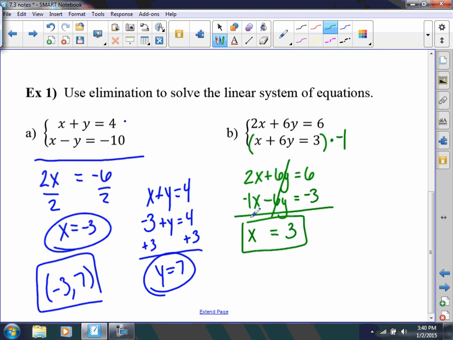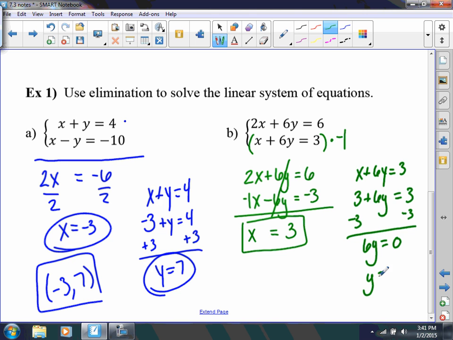Now I still have to solve for y. So again, I can substitute into either equation, either the top one or the bottom one. But the bottom one looks a little easier just because it doesn't have a number in front of the x. So if I have x plus 6y equals 3, when I substitute, I'll have 3 plus 6y equals 3. And then I can solve for y. So I have to get my 3's all on the same side there. So 6y equals 0. And if I divide 0 by anything, I just get 0. So my solution is going to be (3, 0).